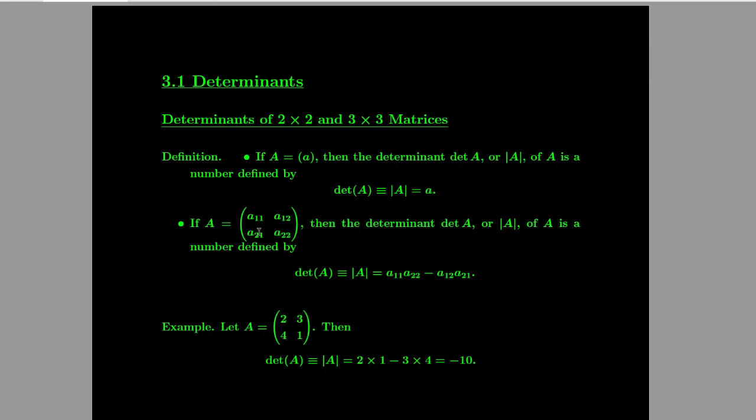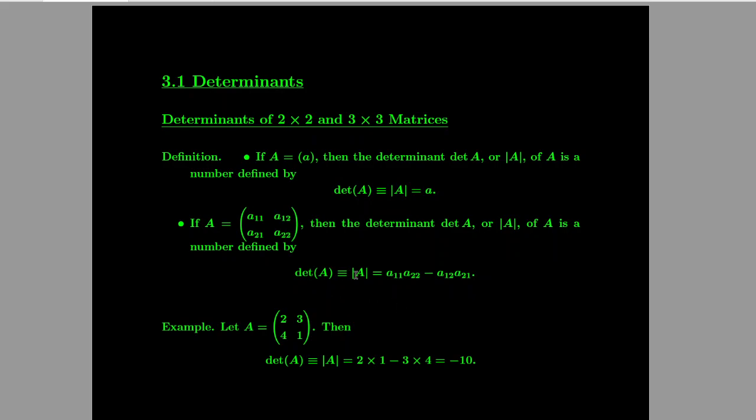Now look at the screen, the PDF. On the screen, you have the definition of the 2x2 determinant, or the determinant of a 2x2 matrix. I did not say anything wrong. It's the same thing. You can say a 2x2 determinant, or the determinant of a 2x2 matrix. The definition is on the screen. I'm going to use some particular numbers to show you the meaning.